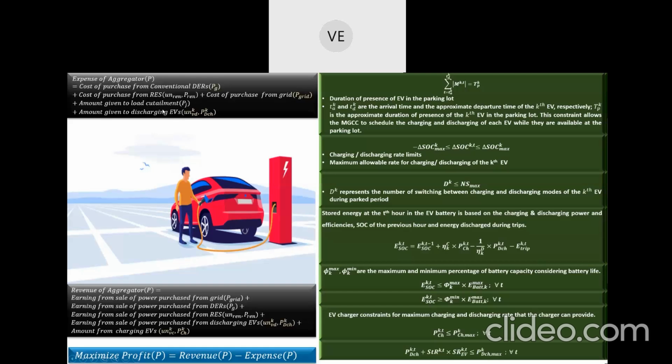Now, the amount given to discharging EVs, right? For discharging EVs, power is purchased by the aggregator, so that is also there. Now here also we have included one uncertain variable, UN VD K. For the kth electric vehicle which is under discharging mode, there is an uncertainty. So this uncertainty can be of three types. That is the state of charge, that is the already committed EV.